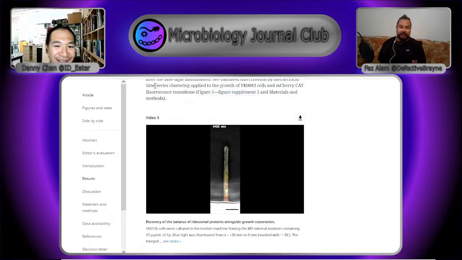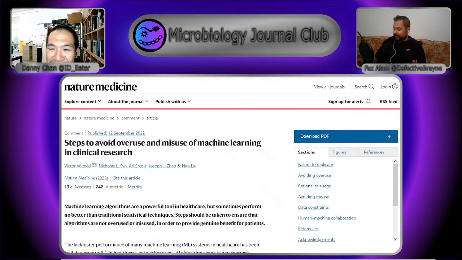Cool. So moving on to our next and last, not really a primary research document, but more of an overarching commentary on things. This one's called Steps to Avoid Overuse and Misuse of Machine Learning in Clinical Research. Yes, so this has been quite a bit of a bugbear for me.